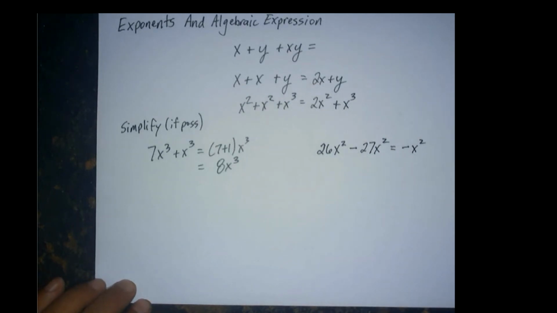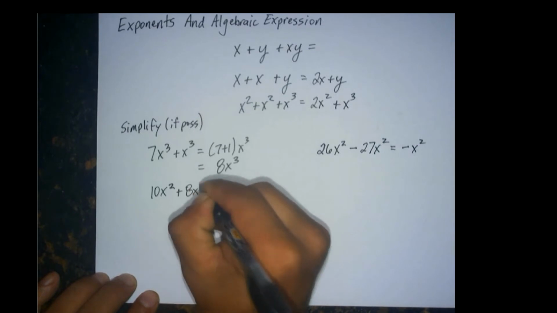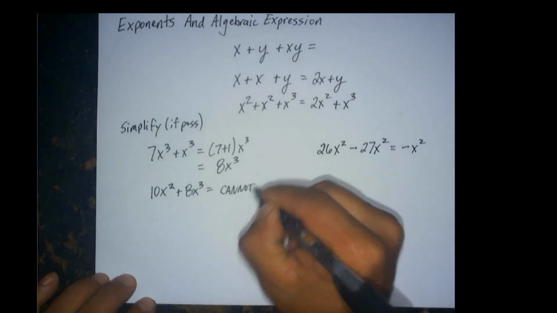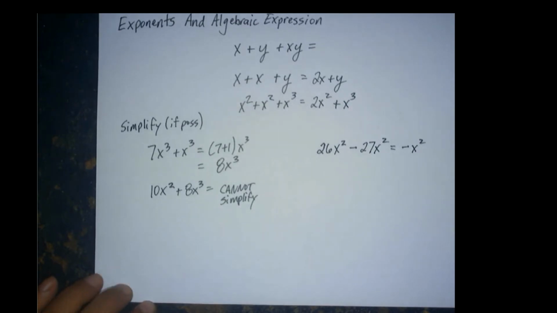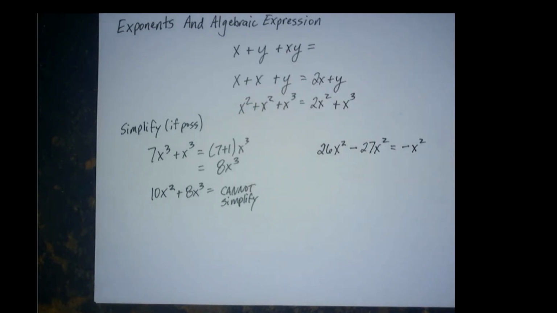Very good. All right, my turn. 10x squared plus 8x cubed. Okay, cannot simplify. It is simplified. Okay, why? Because you cannot combine exponents that don't have the same exponent. They're not like terms. That's just simple. They're not like terms. You said it right. You're just trying to make it more simple for you.